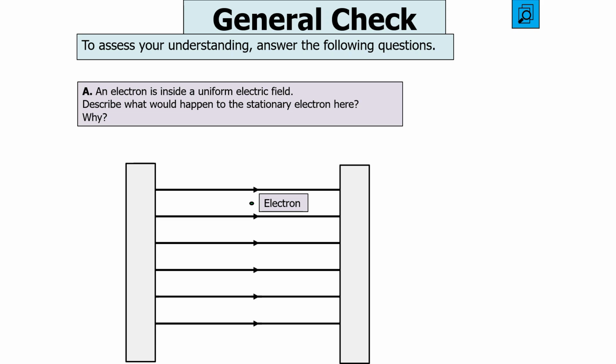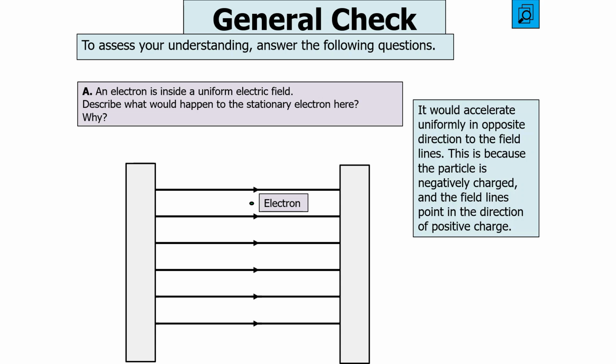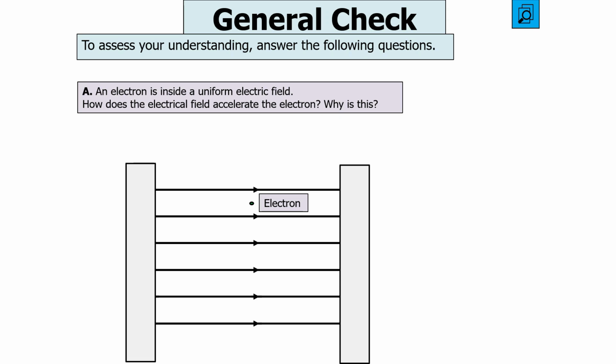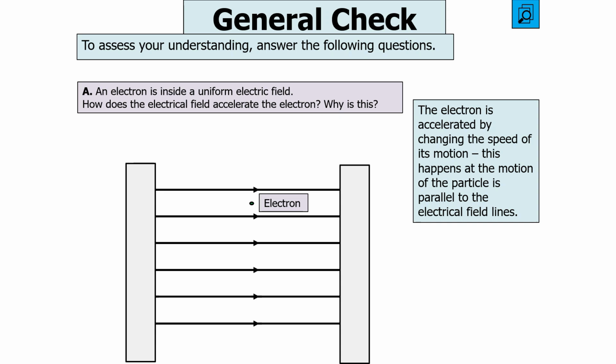An electron is inside a uniform electric field. Describe what would happen to the stationary electron here, and why. It would accelerate uniformly in the opposite direction to the field lines. This is because the particle is negatively charged, and the field lines point in the direction of a positive charge. How does the electric field accelerate the electron, and why is this? The electron is accelerated by changing the speed of its motion. This happens as the motion of the particle is parallel to the electrical field lines of the field.